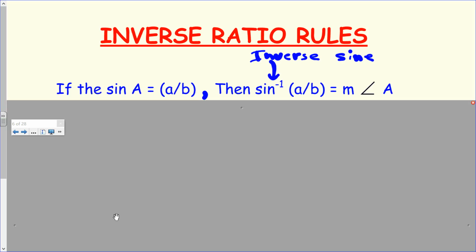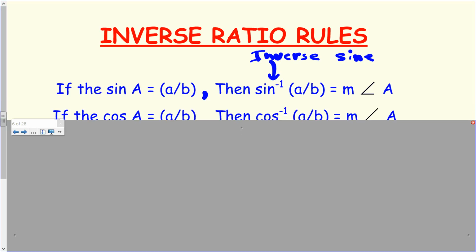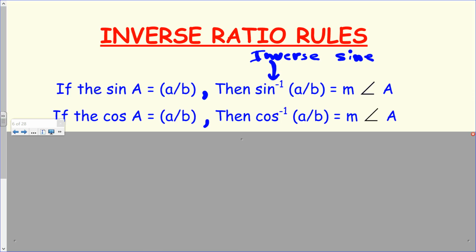I want to write nice and clear because you'll be able to use this on assignments, tests, and quizzes. You're not turning this in to me, this is for you. All right, how about the second statement? If the cosine of A is A over B, then the inverse cosine of A over B is the measure of angle A.